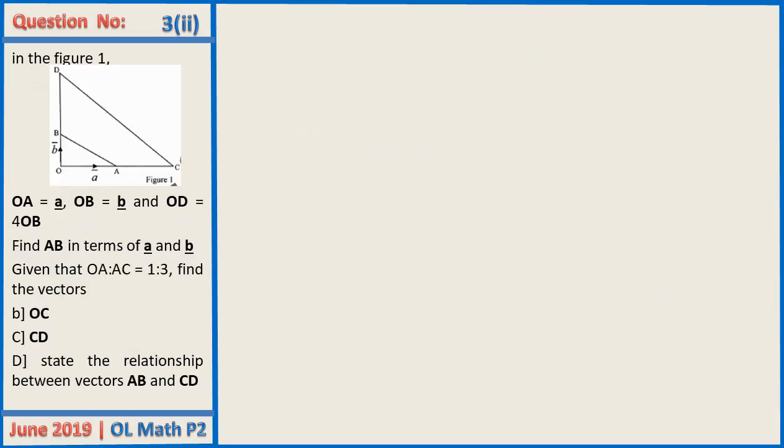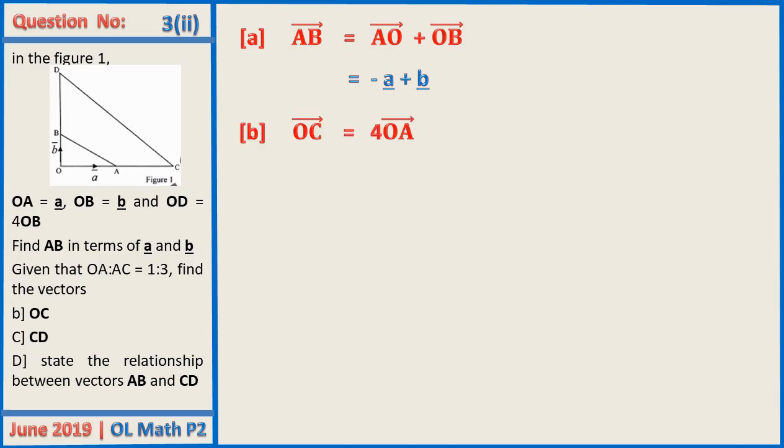Second part of the question involves vectors. OA is equal to a, OB equals b, and OD equals 4 OB. Find in terms of a and b the vector AB. So AB, to move from A to B, you have to move from A to O, and then from O to B. Do we know A to O? No. We know O to A, but we know that AO is the opposite of OA. So AO is minus a plus OB, and that is the vector AB.